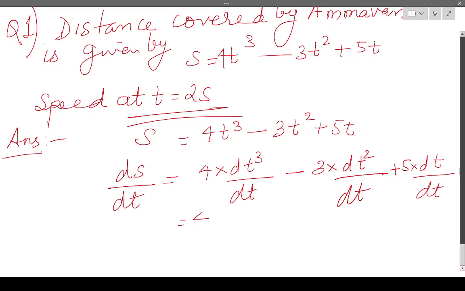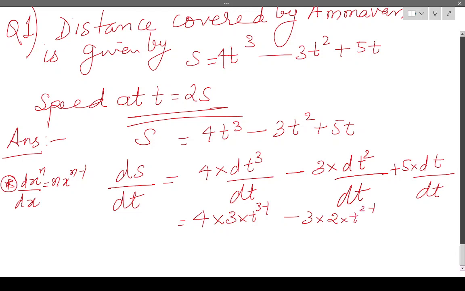Please note down that d by dx of x to the power of n is equal to n into x raised to n minus 1. Here the variable instead of x is going to be t. That is the difference. So 4 into 3 into t to the power 3 minus 1, minus 3 into 2 into t raised to 2 minus 1, plus 5.